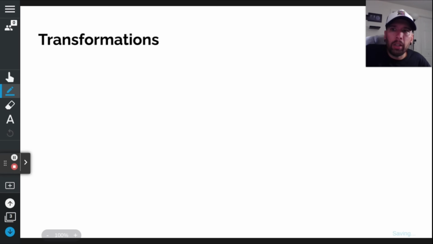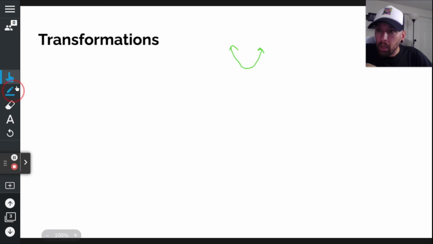Next thing that we're going to look at is transformations. Now, if I were to take this picture right here and move it down and over, of course, with the arrow there, that's called a transformation. There are 4 main types of transformations that we're going to deal with.